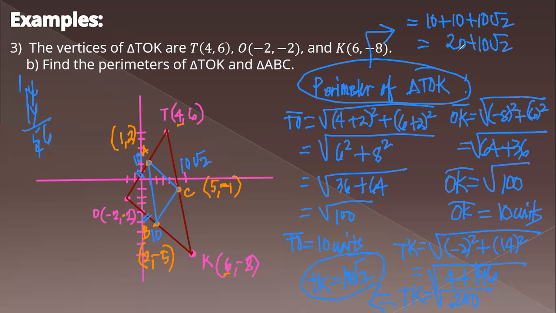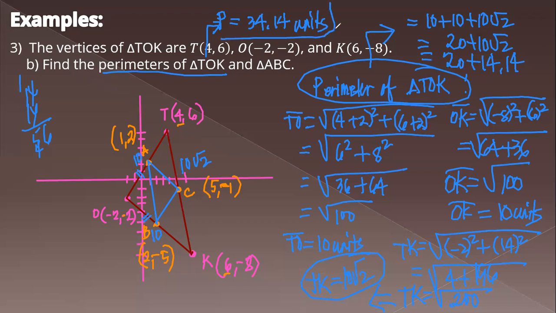Okay, square root of 2, we have 10 times the square root of 2, which is 1.41, so that is 14.14. So this is equal to 20 plus 14.14. So ang ating perimeter ng triangle TOK will be 34.14 units. So that is the perimeter of triangle TOK.